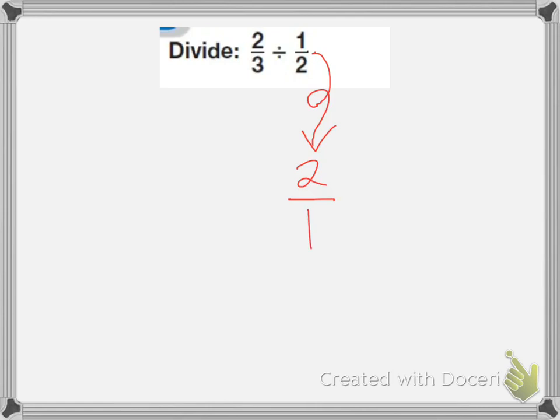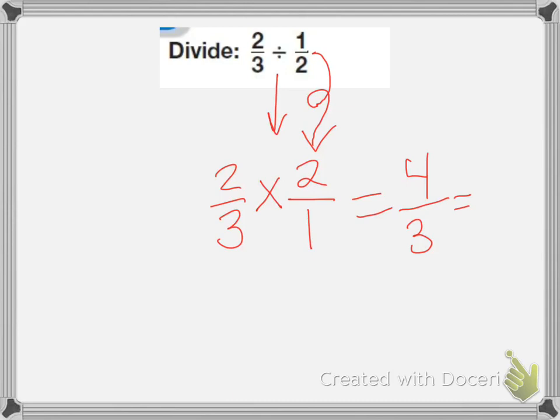And then I take the division and I change it into a multiplication symbol. And I just bring the first number down. So I end up with 2/3 times 2/1. 2 times 2 is 4. 3 times 1 is 3. So my fraction is 4/3, which I then change into the mixed number 1 and 1/3.